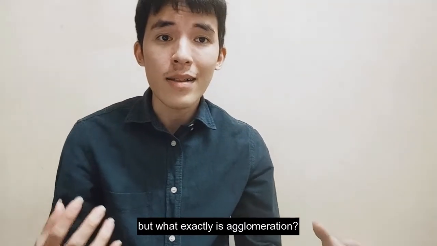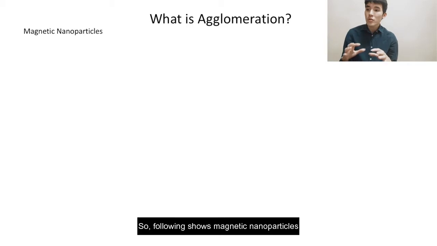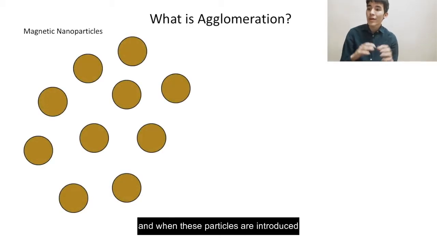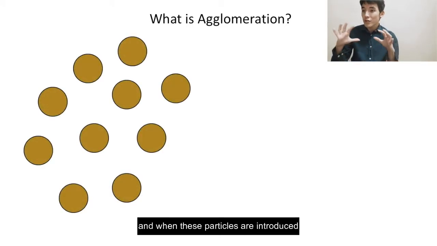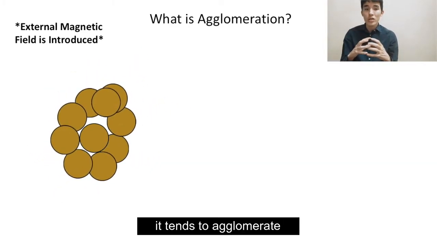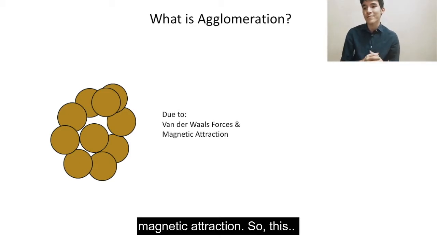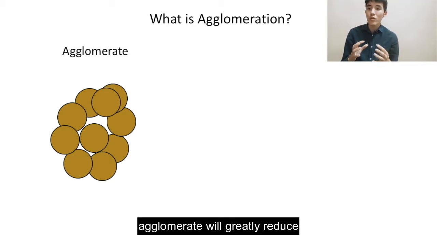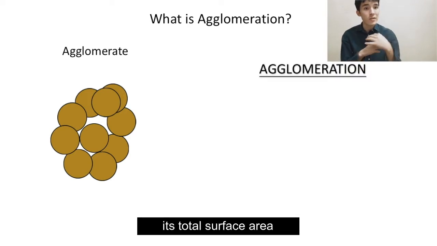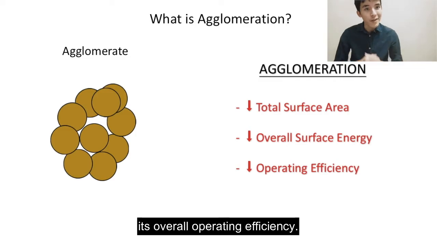But what exactly is agglomeration? Allow me to explain using this short animation. The following shows magnetic nanoparticles, and when these particles are introduced into an external magnetic field, they tend to agglomerate, which is to clump together due to van der Waals forces and magnetic attraction. This agglomeration will greatly reduce the total surface area, surface energy, and hence the overall operating efficiency.